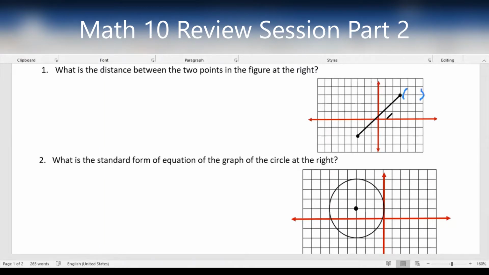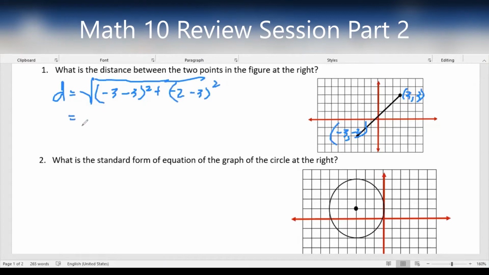So here, 1, 2, 3, 1, 2, 3. So this is 3, 3. And for this point, 1, 2, 3, negative 3, and going down, negative 2. So negative 3, negative 2 are the coordinates. So using the distance formula, square root of x sub 2 minus x sub 1, so negative 3 minus 3 squared plus negative 2 minus 3 quantity squared.